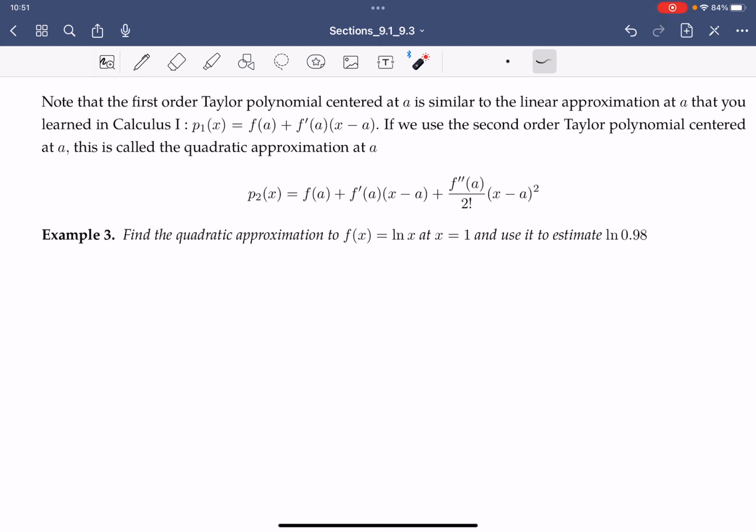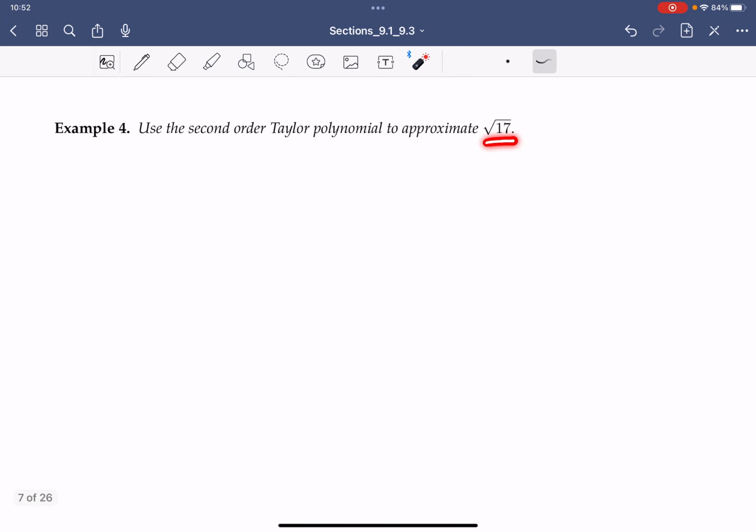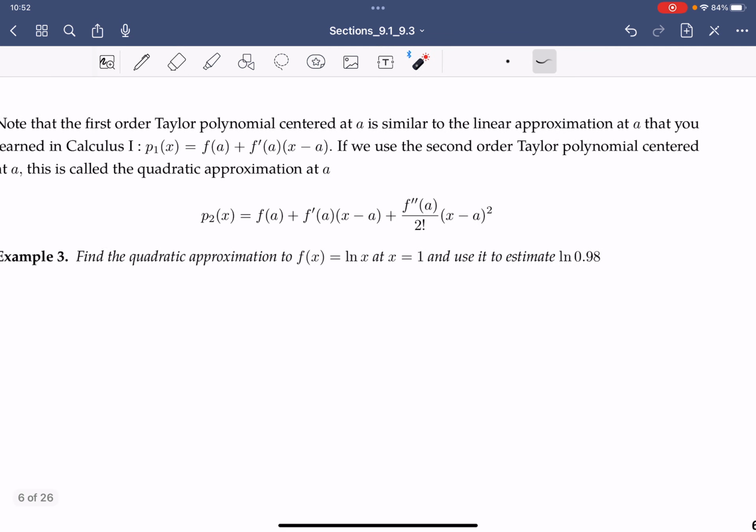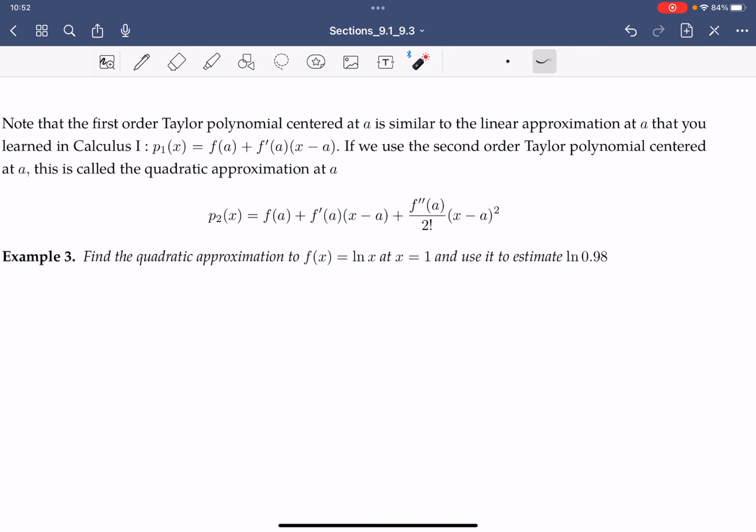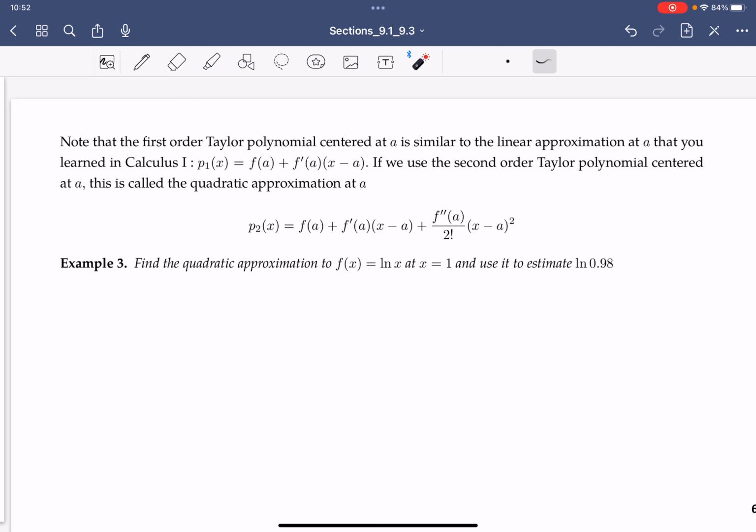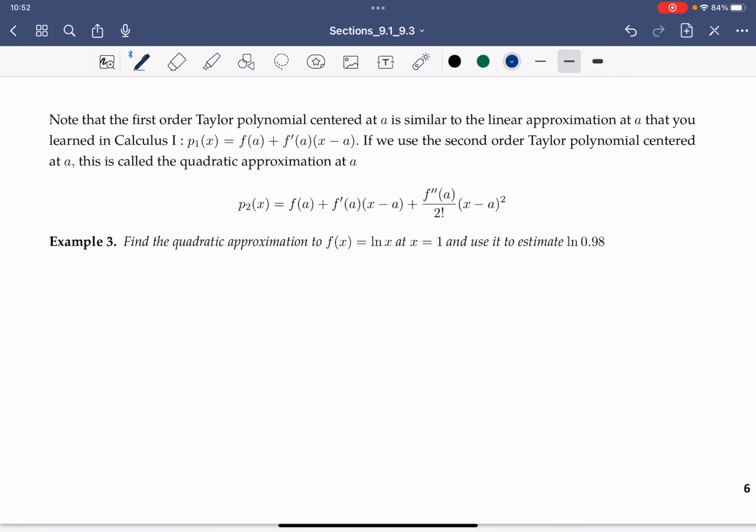Let's approximate log 0.98 by using log x at x equal to 1, and approximate square root 17. Okay, let's do it pretty quick. How about log 0.98? So the question says, can you find the quadratic approximation to f(x) equal to log x at x equal to 1 and use it to estimate 0.98.